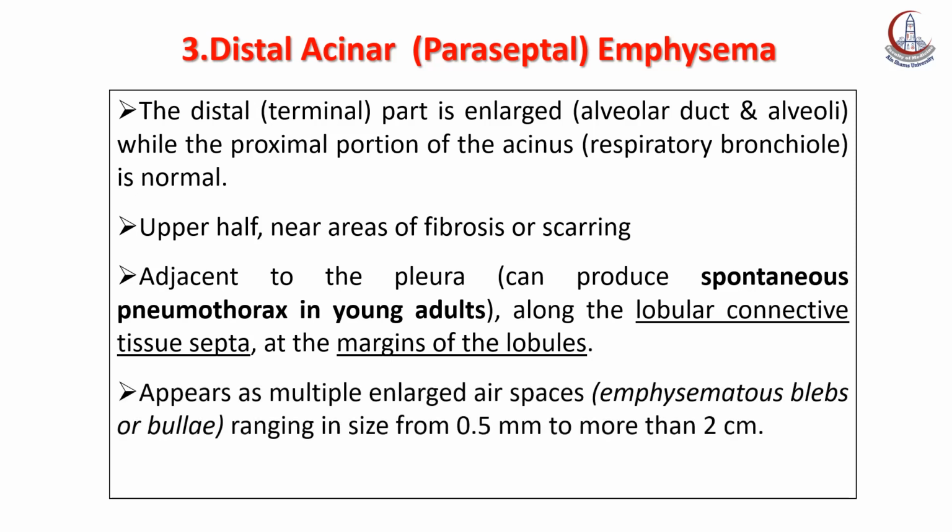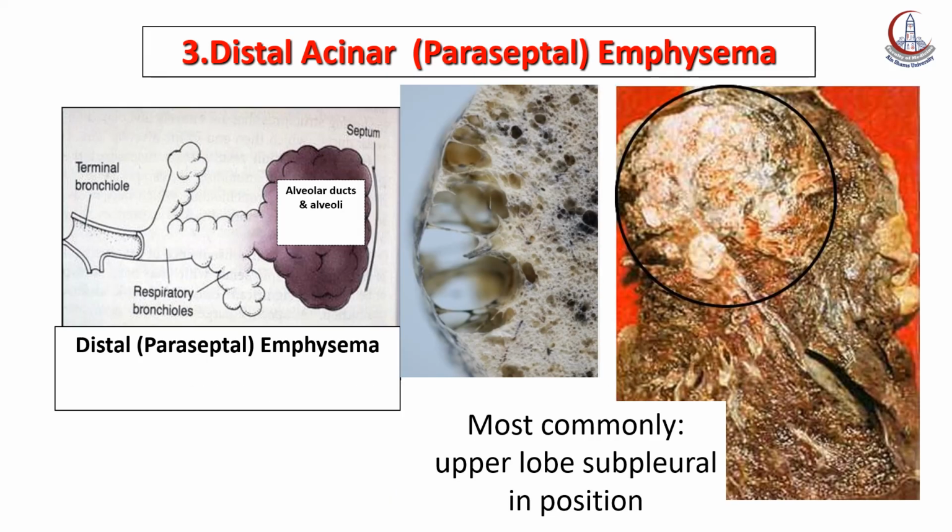It appears as multiple enlarged air spaces under the pleura, causing what are called emphysematous blebs or bullae, ranging in size from half to 2 centimeters in diameter. The cause of paraseptal emphysema is unknown.